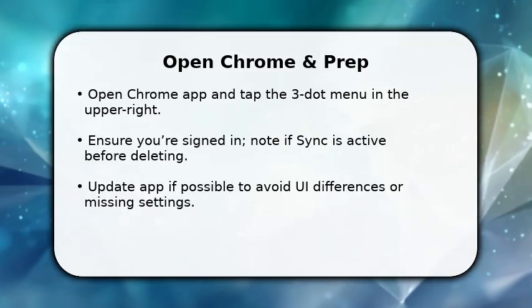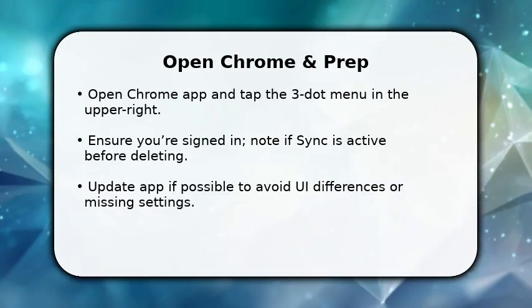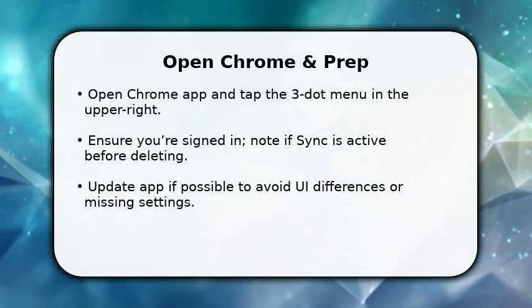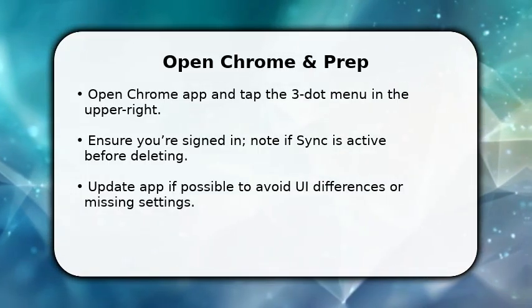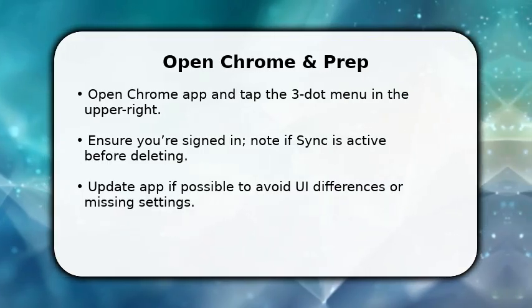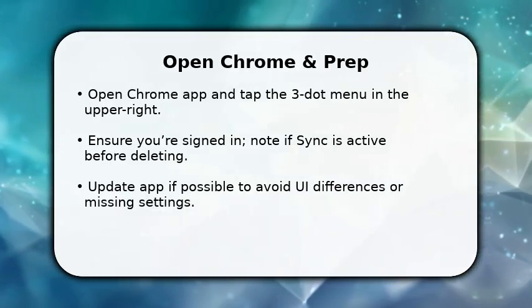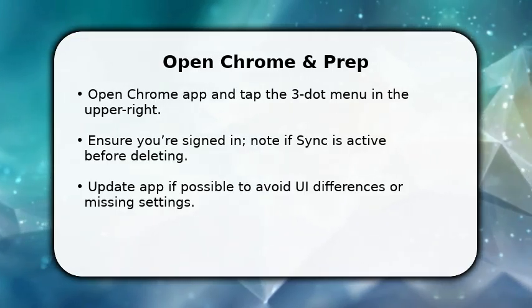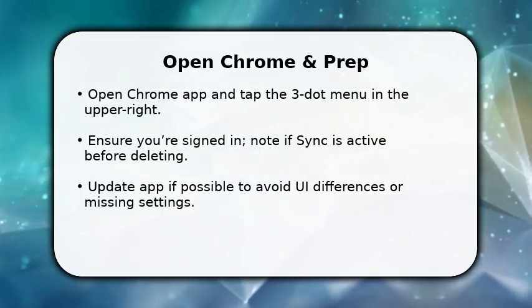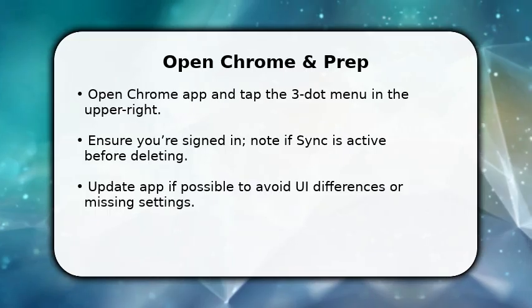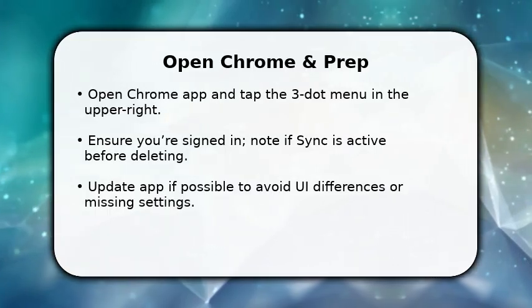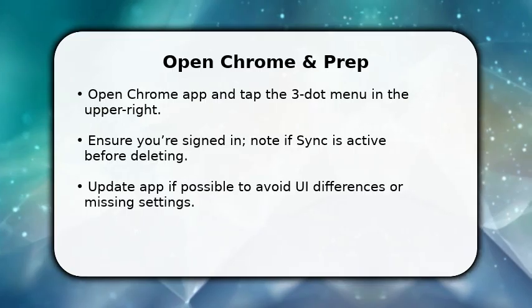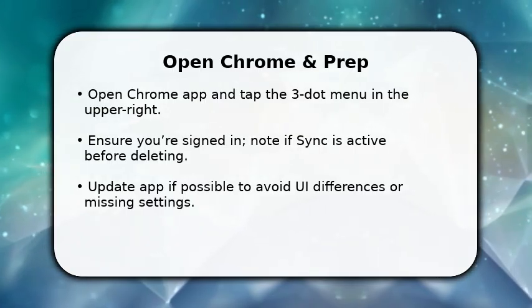You're starting in the Chrome app on your phone, open it and tap the three-dot menu. Once done, make sure you're signed into the profile whose history you want to remove because sync can reintroduce items. If sync is on, you'll later need to disable it. For now, proceed to Settings, then Privacy, then Clear Browsing Data. You do this first so the app shows the same options across devices. Don't skip checking for an app update if menus look different.